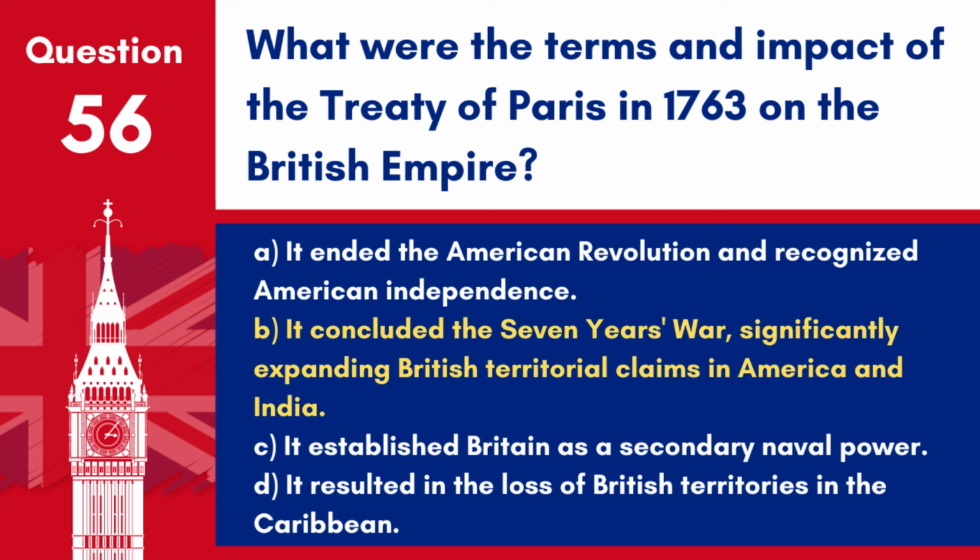Answer. B. It concluded the 7 Years' War, significantly expanding British territorial claims in America and India. The Treaty of Paris in 1763 ended the 7 Years' War and was crucial for the British Empire, as it gained vast territories in North America and India, marking the peak of its colonial power.